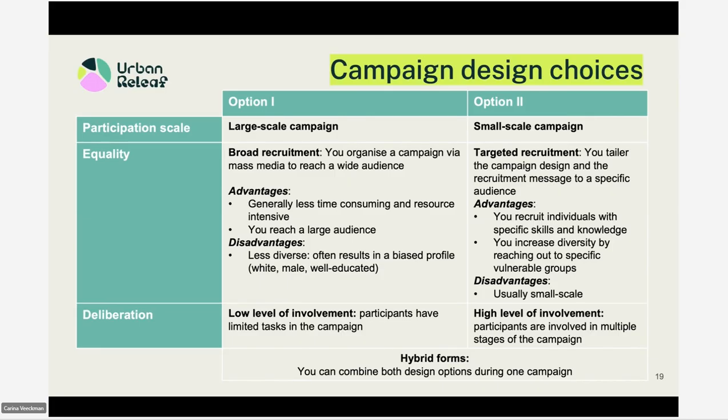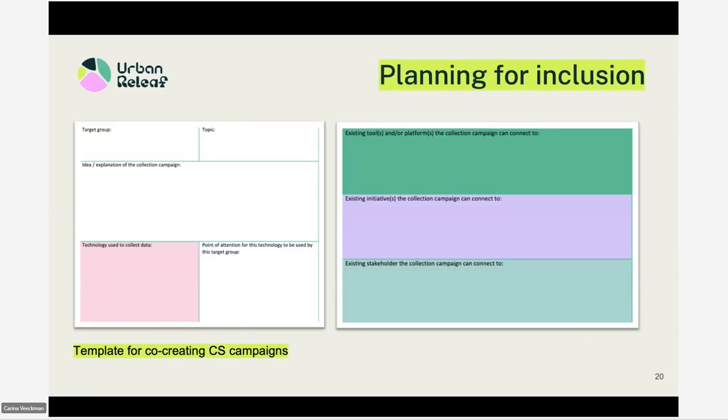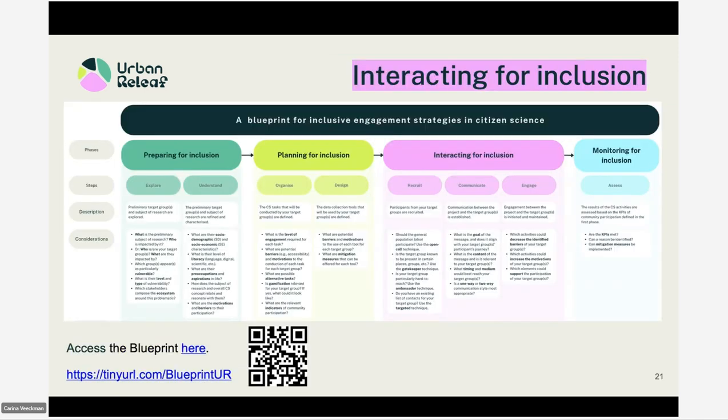The opposite is to choose for a small-scale campaign where you do targeted recruitment, where you tailor the whole project design to a specific target audience. The disadvantage, of course, is that it remains small scale, but the advantage is that you can reach a higher level of involvement. These are just two options, because, of course, during a citizen science project, you can also opt for hybrid forms where you combine the two elements together. Again, here in this phase, we offered some templates to the cities, and this is a canvas that we provided for co-creating the citizen science campaign in the cities.